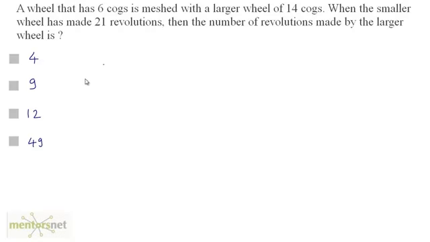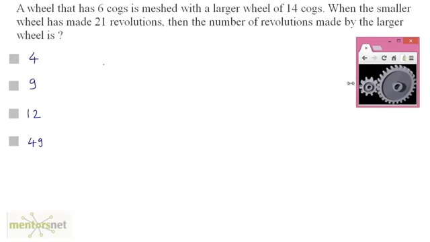A wheel that has 6 cogs is meshed with a larger wheel of 14 cogs. When the smaller wheel has made 21 revolutions, then the number of revolutions made by the larger wheel is. Let me tell you that cogs are nothing but the teeth on the gear wheels.